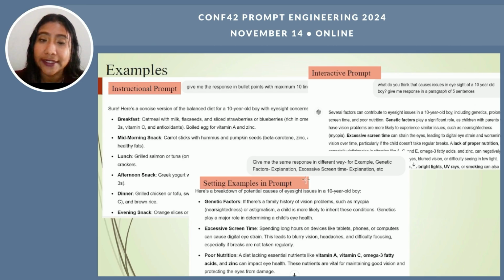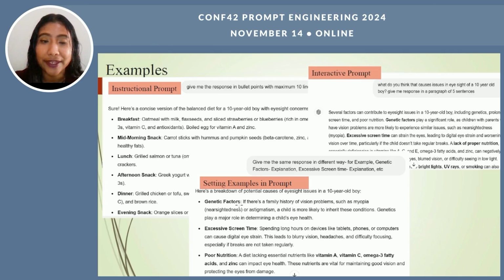We can set examples also in the prompt so that the GPT model will understand that example and give the result in the same way. Give me the same response. I already have a response, but it doesn't look good for me. Now I'm asking, give me the same response in a different way. For example, I'm giving an example: genetic factors need to be a heading, give an explanation. Excessive screen time needs to be a heading, give an explanation.